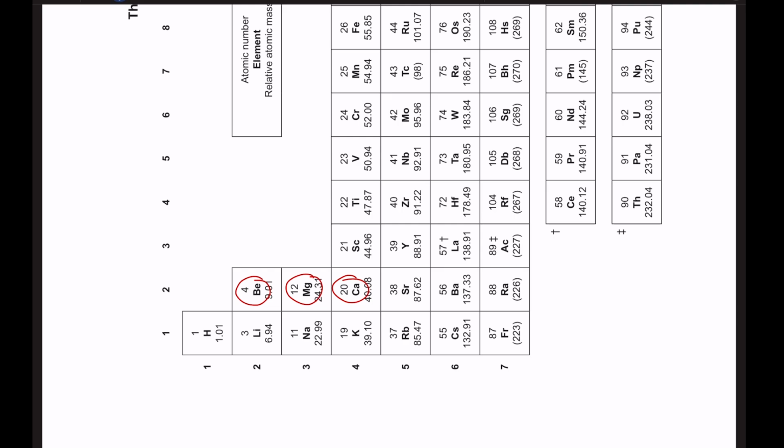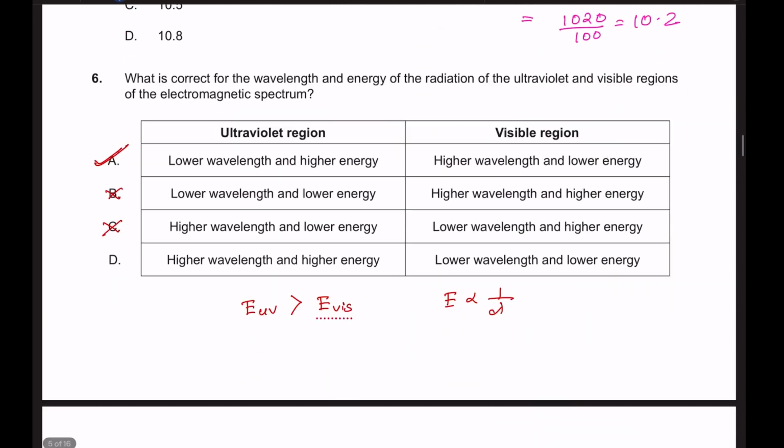Be, right, is in the second shell, so it has subshells 2s and 2p. The third one has 3s, 3p, 3d. The fourth one has 4s, 4p, 4d, 4f. So obviously the first statement is incorrect.